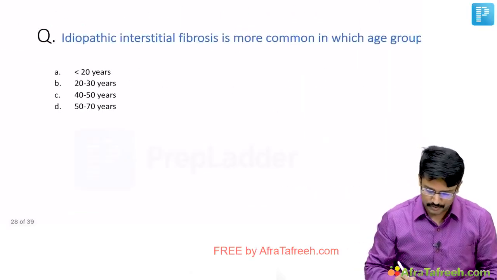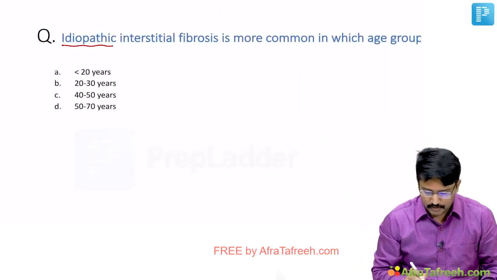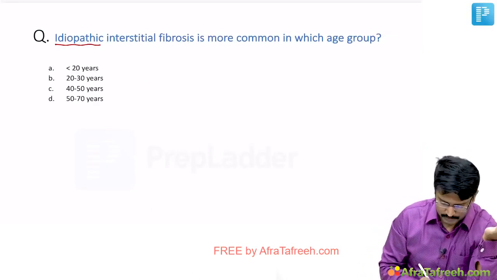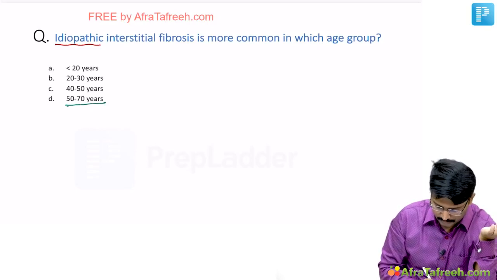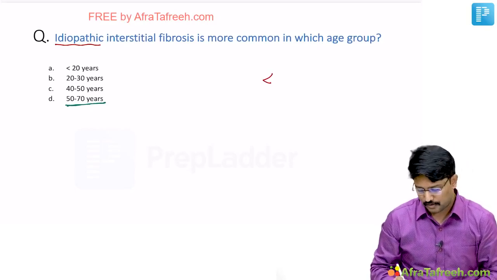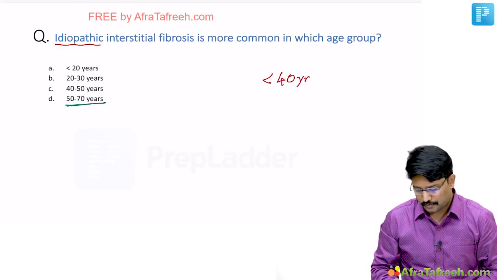Let me take you through a question. Idiopathic interstitial fibrosis is more common in which age group? We have already discussed it plenty of times. So this is more common in 50 to 70 years of age. What ILDs are more common below the age of 40 years?